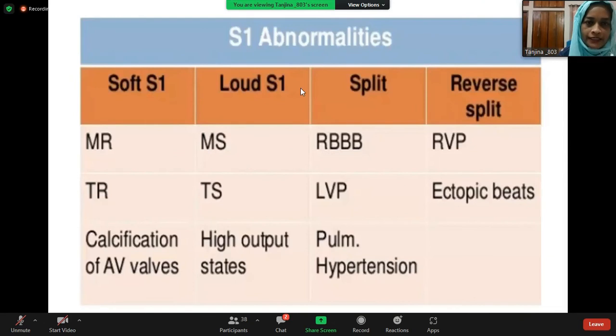Some pathological conditions: a loud first heart sound we get in high cardiac output states, and a split first heart sound may be found in pulmonary hypertension.